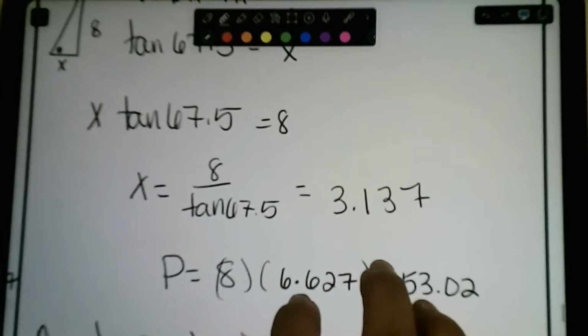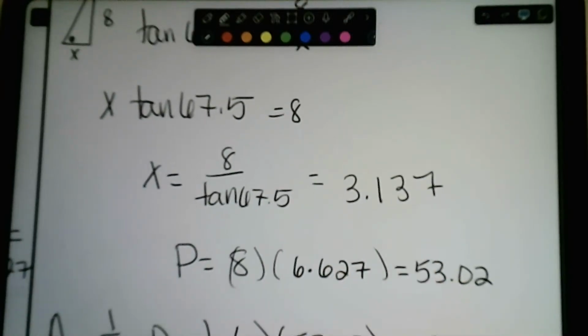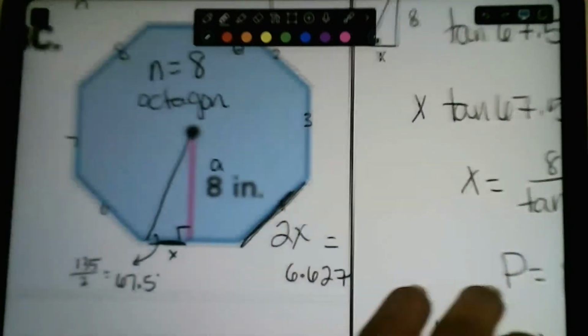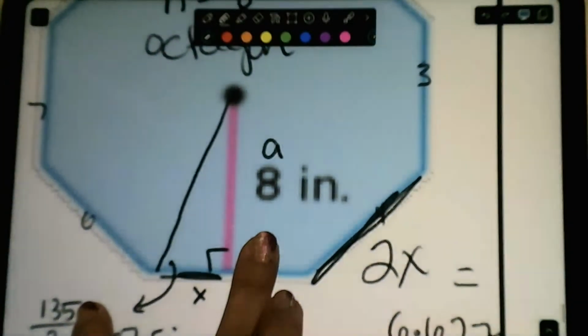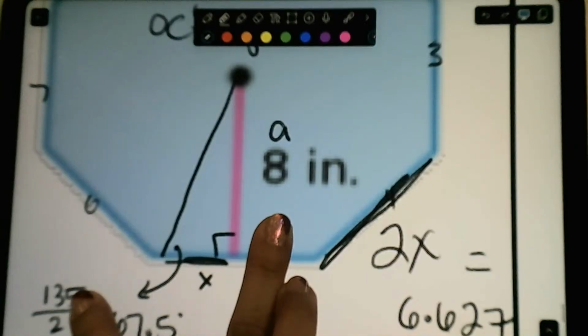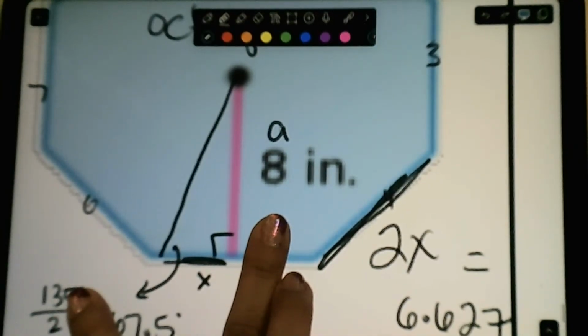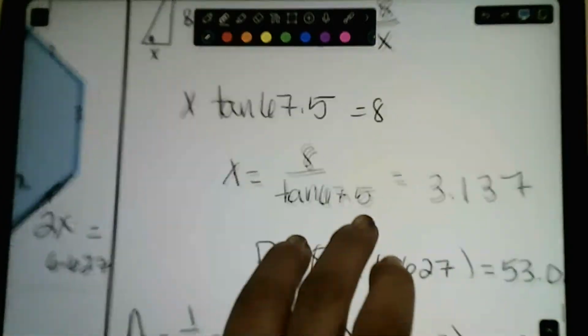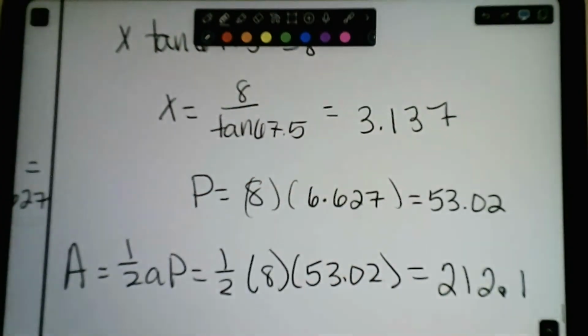Plugging that into my formula for perimeter, I found the perimeter was 53.02. I did multiply the x by 2 because remember that x was just that bit of the triangle over here. It was just that tiny little piece right here. And the whole side length is 2 times that. So I had to multiply it by 2. That's where the 6.627 came from.